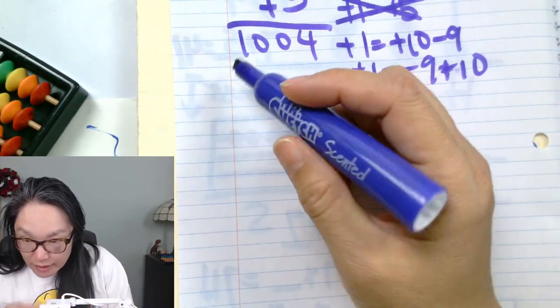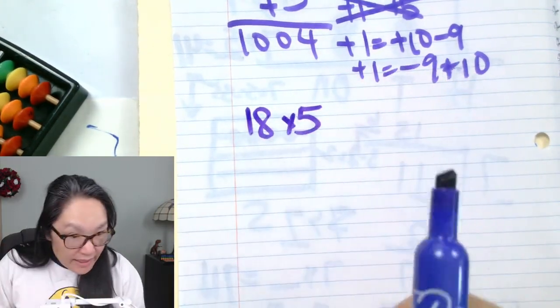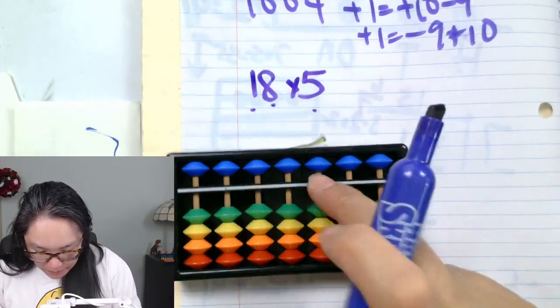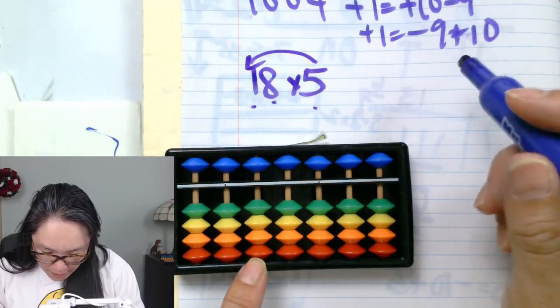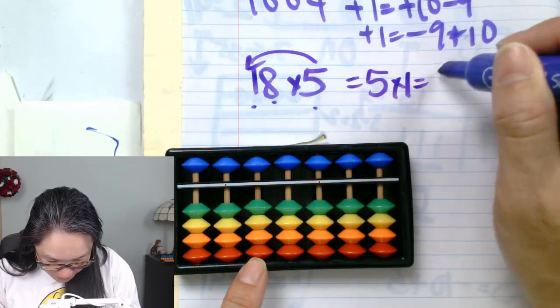So I have my multiplication. So I have like 18 times 5. We could do 1, 2, 3. So I'm going to put 3 on my abacus. 1, 2, 3. So then the question is 5 times 1 is equal to 5.